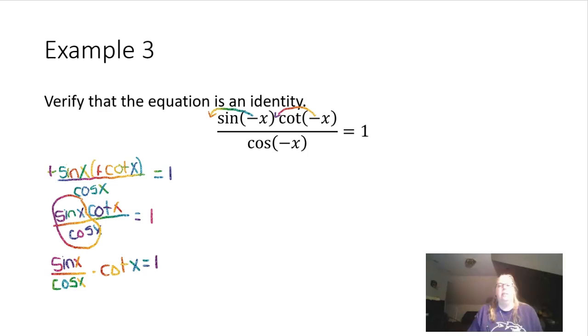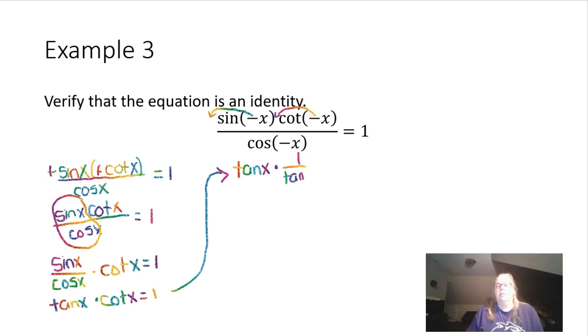And the reason I did this is because this is actually a quotient identity. The sine of x divided by the cosine of x is the same thing as the tangent of x. And then this will be times the cotangent of x, and we're still equal to 1. All right, let's bring this up here. We have the tangent of x. The cotangent, I know, is a reciprocal identity. It is the same thing as 1 divided by the tangent. And this is still equal to 1.